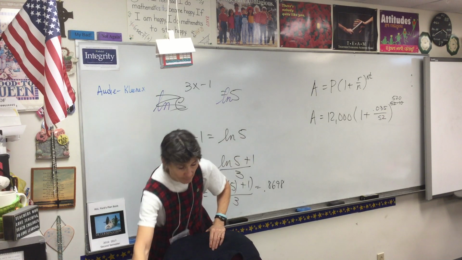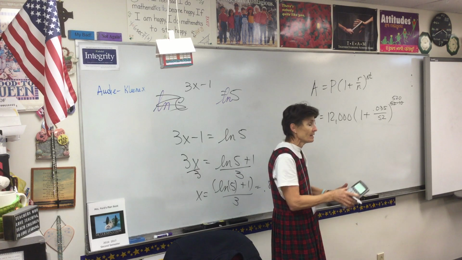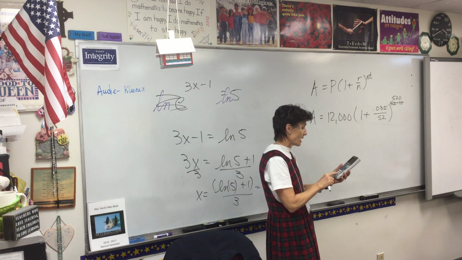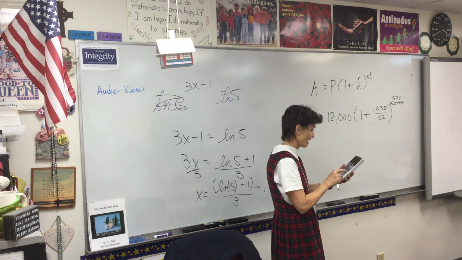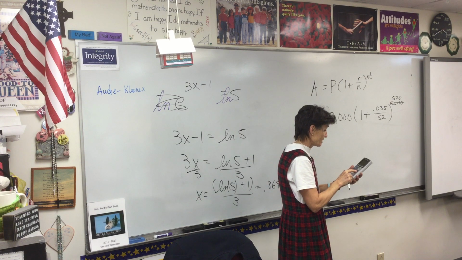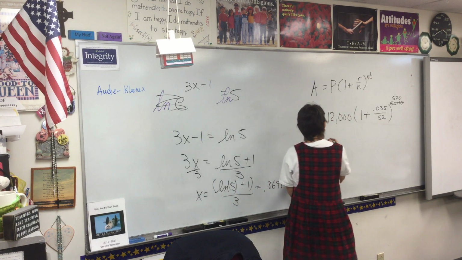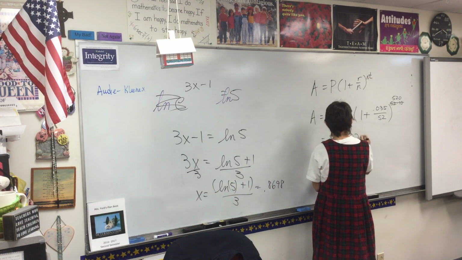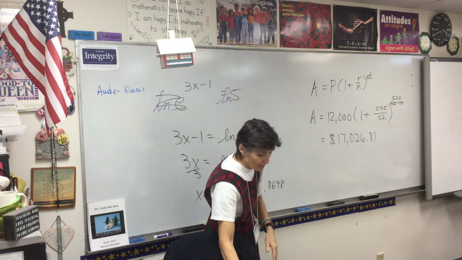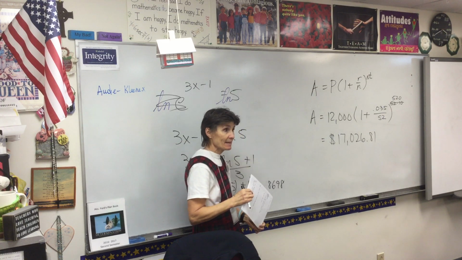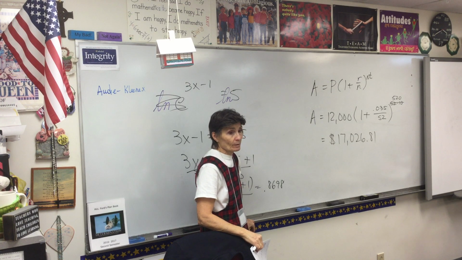Do I need logarithms? No, this is what some of you fondly referred to as a type-in problem. You just type it in. You don't have to do anything. You just type in 12,000 parentheses, 1 plus 0.035 divided by 52, close parentheses, raised to the 520th, and get $17,026.81. You still lost your dollar money. Money should always go to the nearest cent. Got it?